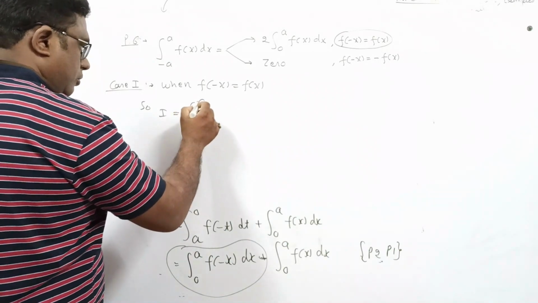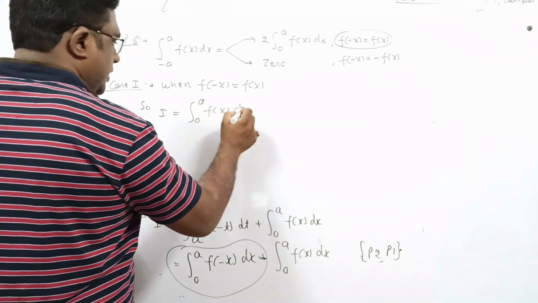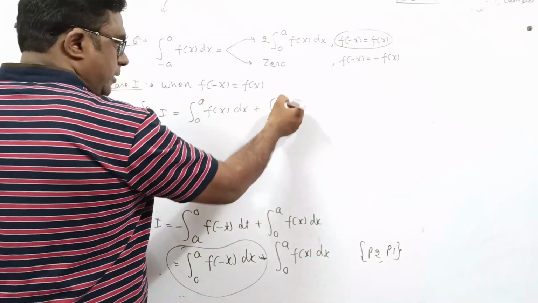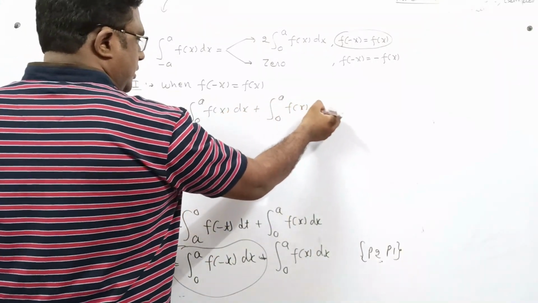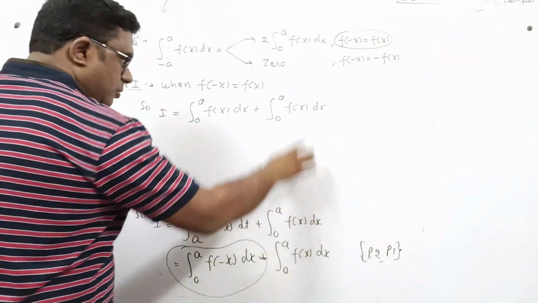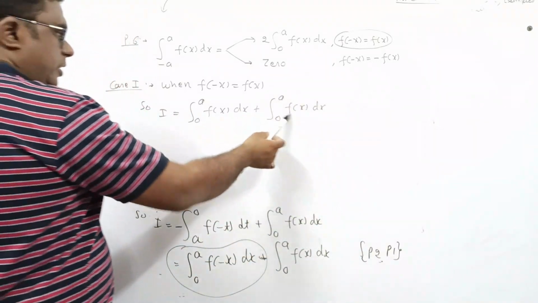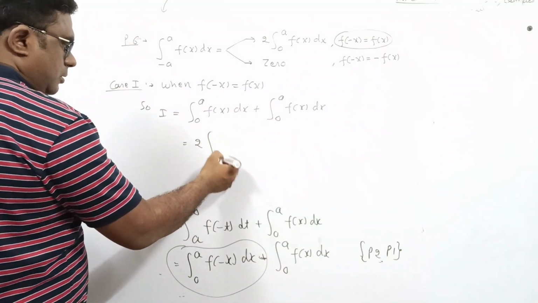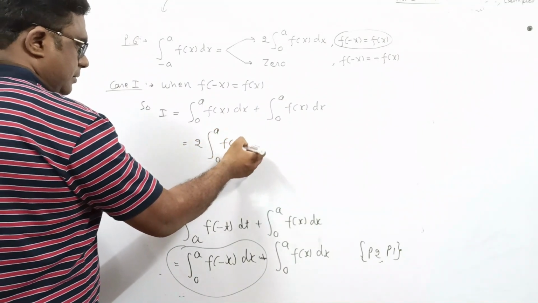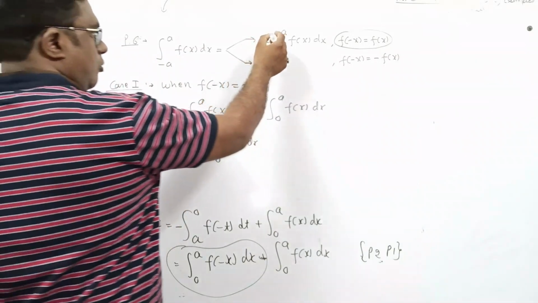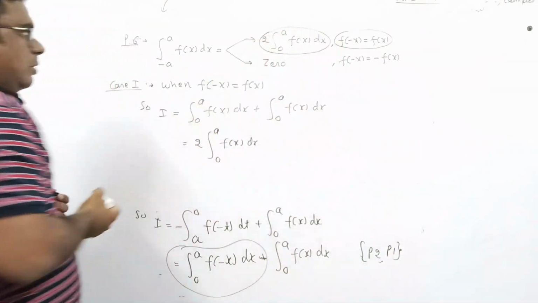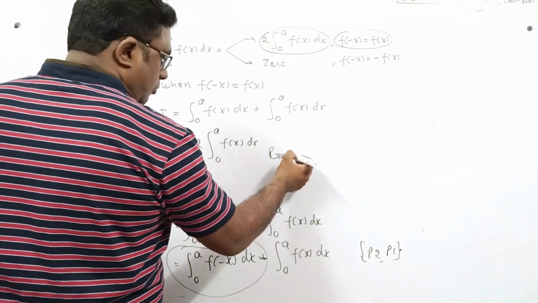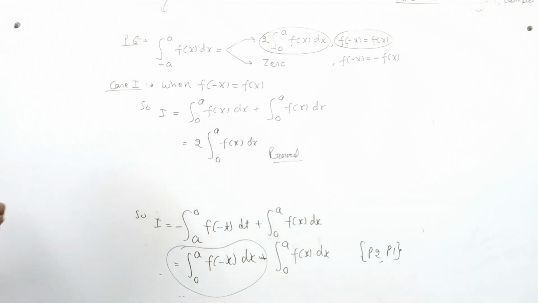So integral 0 to a f(x) dx plus integral 0 to a f(x) dx. This term has been copied the same. These two integrals are exactly the same, so I can write 2 integral 0 to a f(x) dx. So it means I have obtained the first result of this property. Okay, so I can say that the property is proved for the first case.